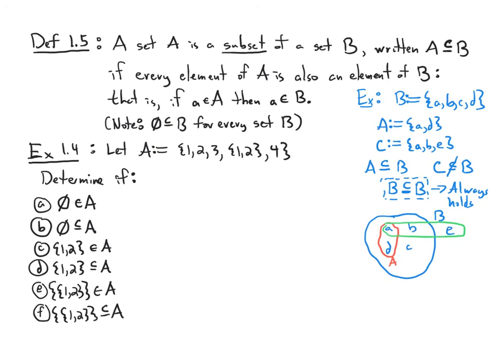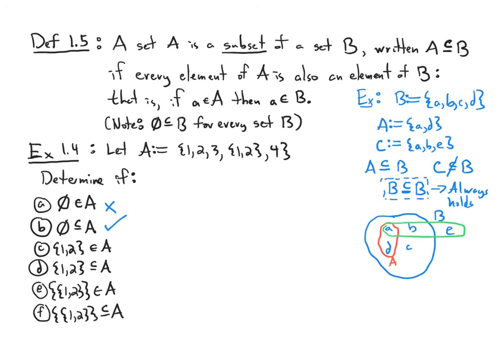So again, pause the video and try it now. Okay, now that we're back, let's go through it. Is the empty set an element of A? Well, the elements of A are 1, 2, 3, the set containing 1 and 2, and 4. There's no empty set, so this isn't true. What about B? Is the empty set a subset of A? Well, the empty set's a subset of every set. So that's always true, no matter what. That one was easy.